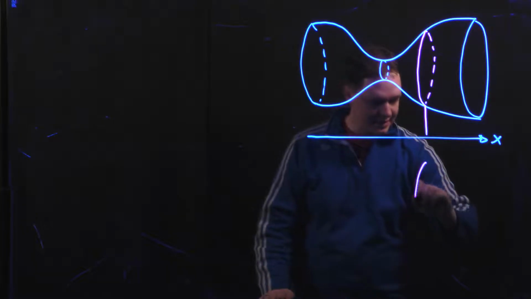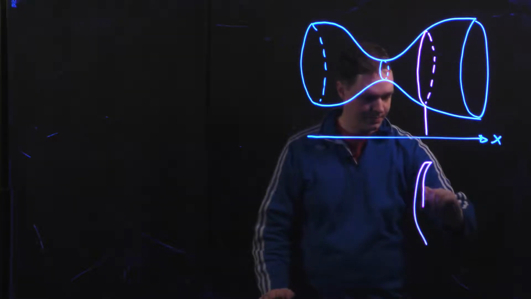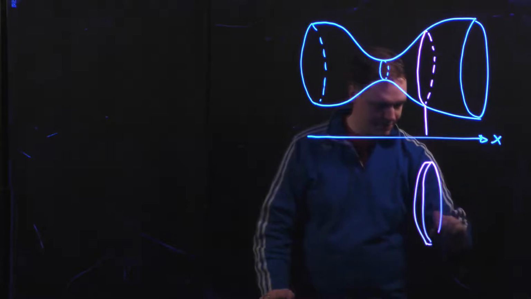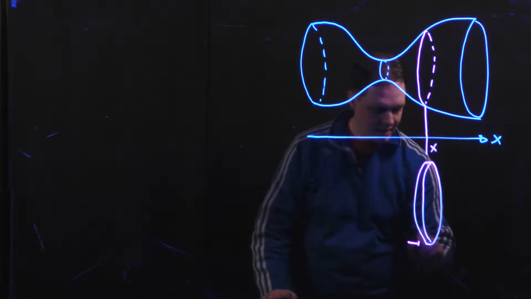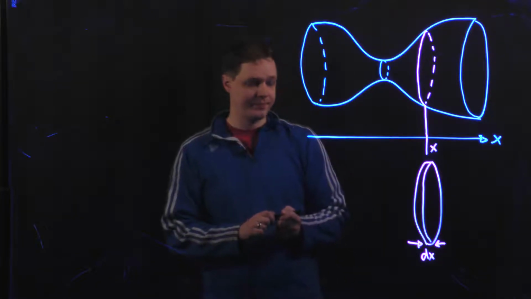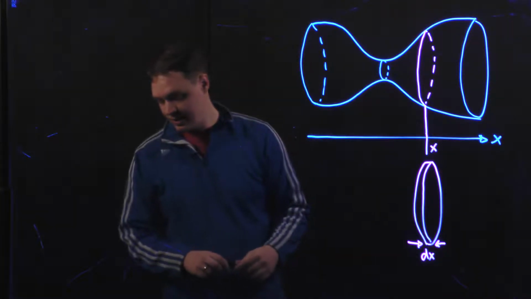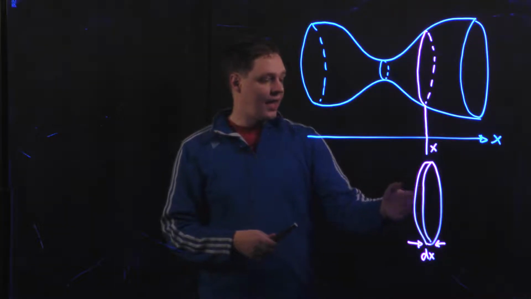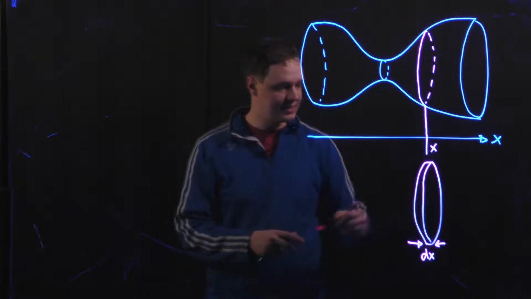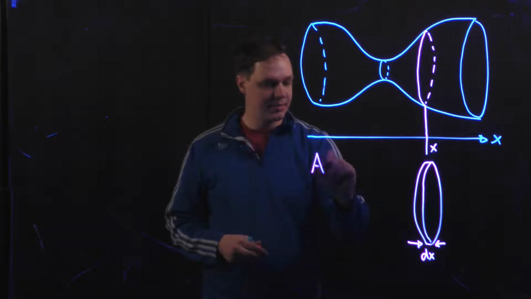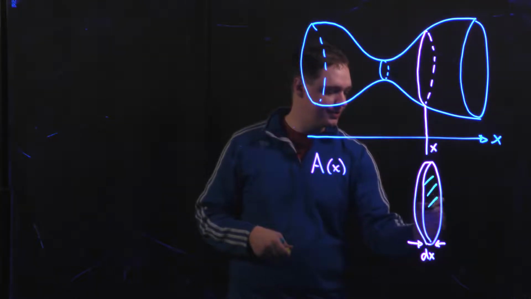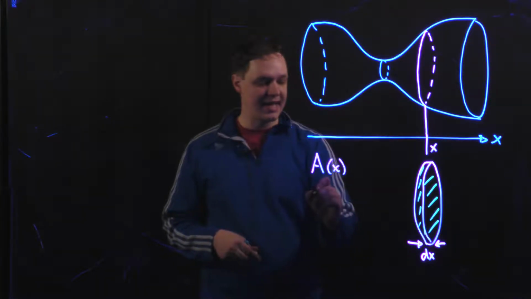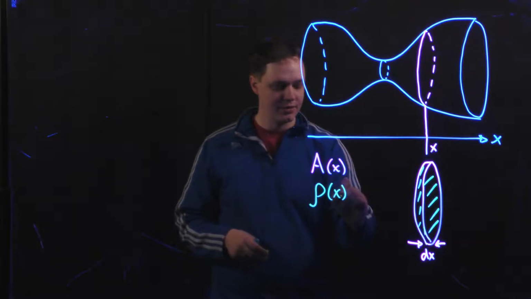I'm going to redraw this slice down below, but I'm going to put some thickness to it. So it's going to happen at some position x, and the slice is going to have some thickness dx. Now, at this position, this slice is going to have some cross-sectional area, A, and the slice is filled with the exhaust gas, and the exhaust gas will be at density rho of x.